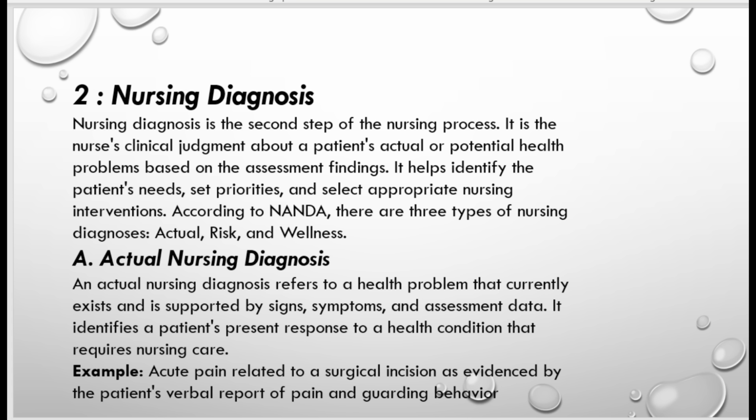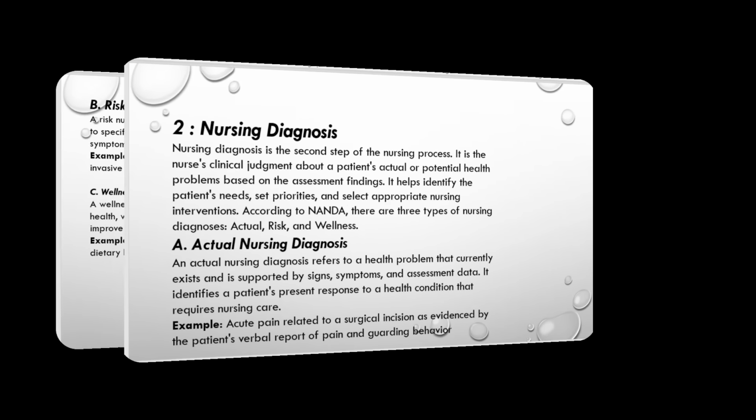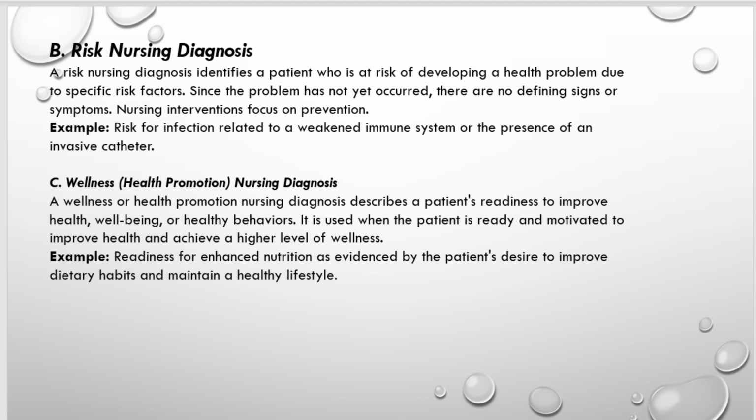Second is risk nursing diagnosis. A risk nursing diagnosis identifies a patient who is at risk of developing a health problem due to specific risk factors. Since the problem has not yet occurred, there are no defining signs or symptoms. Nursing interventions focus on prevention. Example: risk for infection related to a weakened immune system or the presence of an invasive catheter.